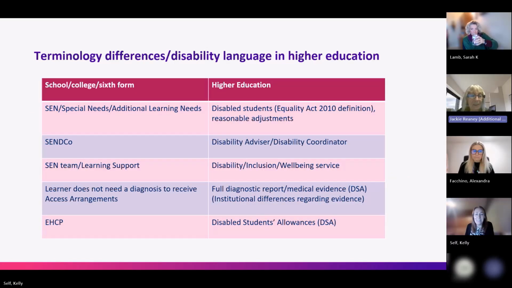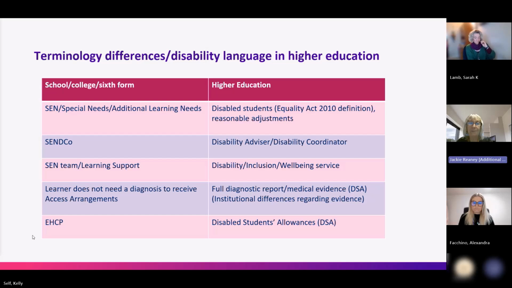Hello everyone. My name's Jackie Reaney. I'm the Higher Education Disability Advisor at Barnsley College of HE University Centre. It gets longer every time I say it. Is it long? My badge doesn't fit it anymore.